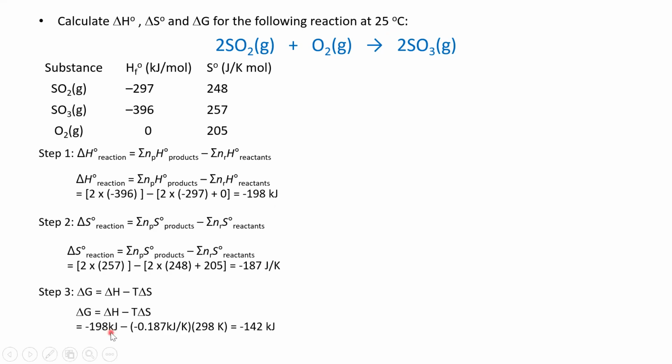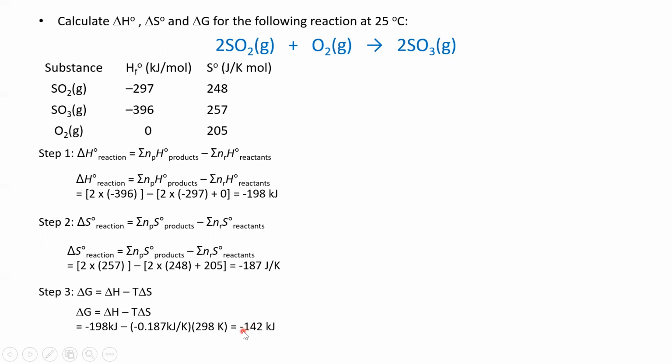Actually, this time I kept it kilojoules. I changed this to kilojoules. So I'm going to take my delta S and multiply it by my temperature in Kelvin. So my Kelvin cancels out. Now I've got kilojoules minus kilojoules. That works out well. You just get a bigger number if you converted them to joules. And we get negative 142 kilojoules.